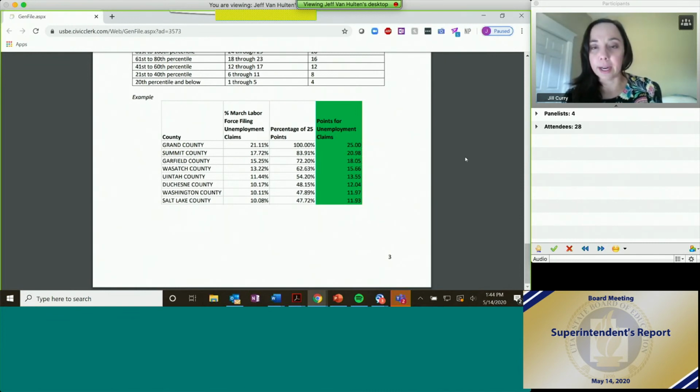So Grand County has the highest burden for unemployment claims at 21.11%. So it receives the full 25 points. Next you can see is Summit County at 17.72%, which is about 84% of that 21.11%. Thus, Summit County receives about 84% of the 25 points, which is about 21 points. So points for each of the indicators were calculated in this manner and then added up into a total burden score. And Jeff, you could probably go back up to the top.